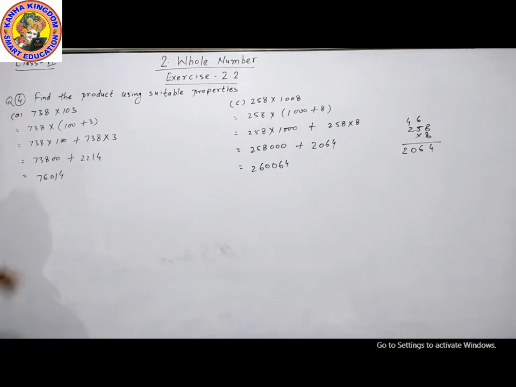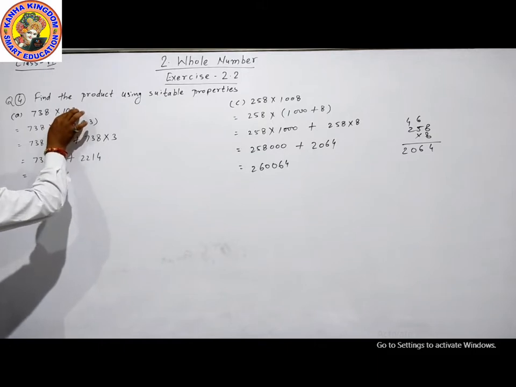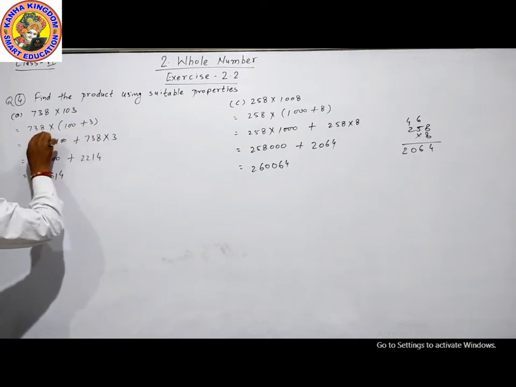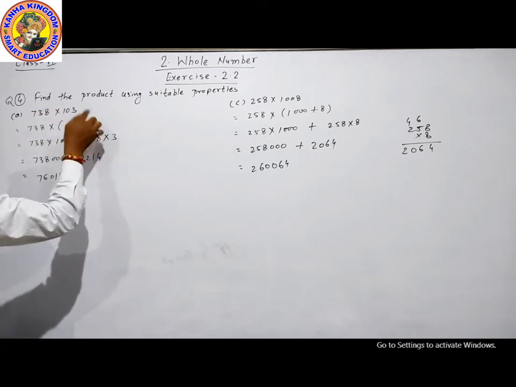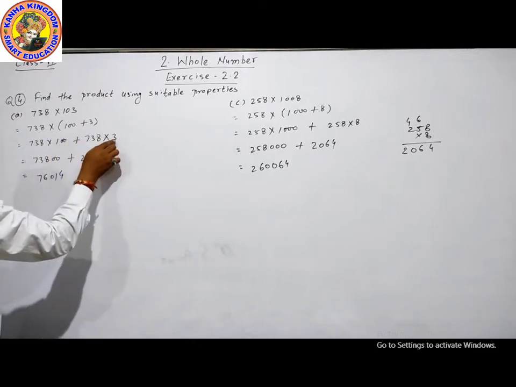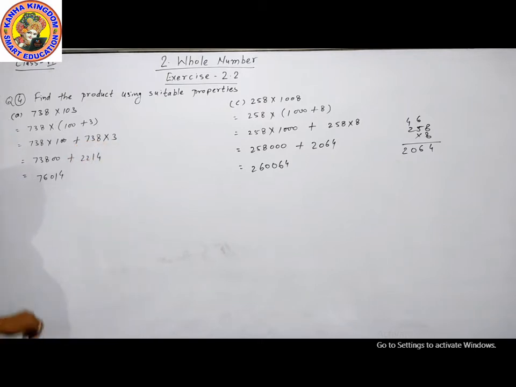Now let us begin again from the question. Find the product. These are the two numbers. We will break any number in terms of zeros. The 103 can easily break into zeros. So 103 will break into 100 plus 3. Now opening the bracket. 738 will multiply by 100. 738 will multiply by 3. This multiplication will give 73800, and 738 multiplied by 3 we get 2214. Now adding, this is our answer.